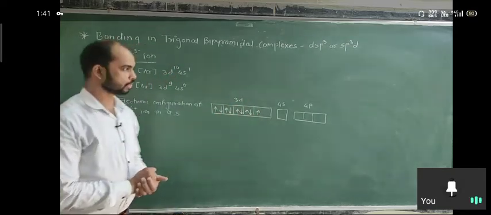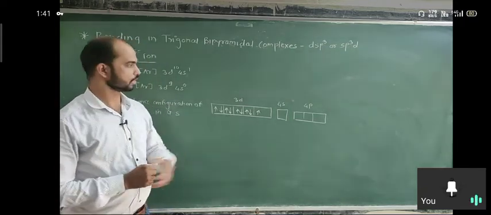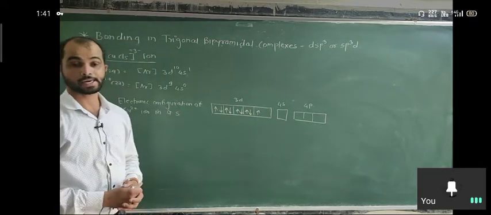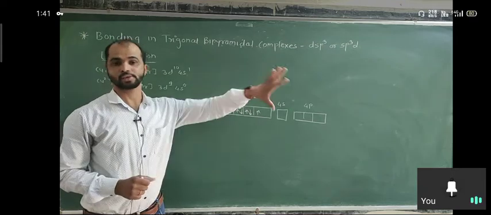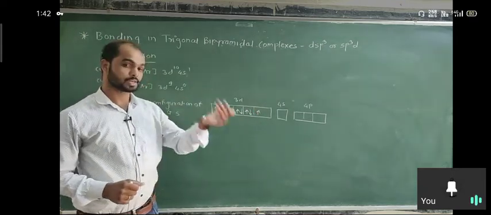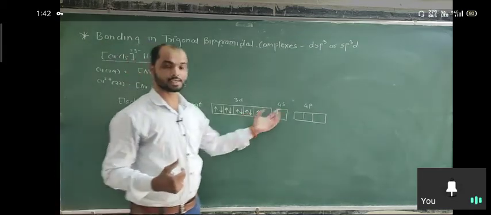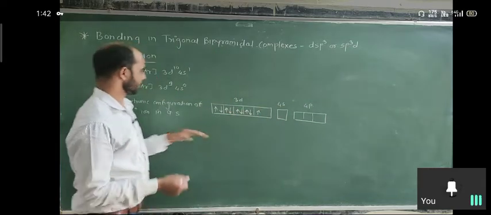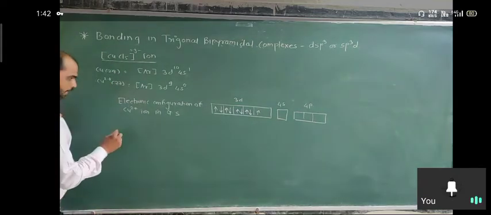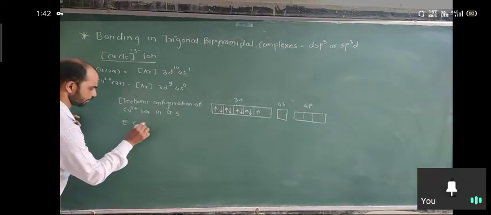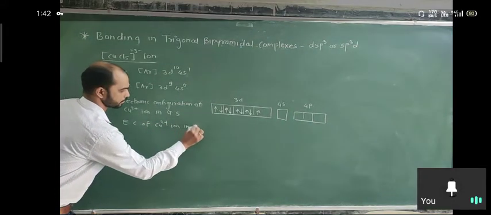So one of the d orbitals is required for the dsp3 hybridization. So here the inner d orbital is not available. At that time the central ion uses the next d orbital. The next d, 4d, is available. So the electrons coming from the ligands do not enter 3d, they enter 4d. So that's why the central ion undergoes excitation. So here we are going to excite. So the electronic configuration of the Cu2+ ion in the excited state.